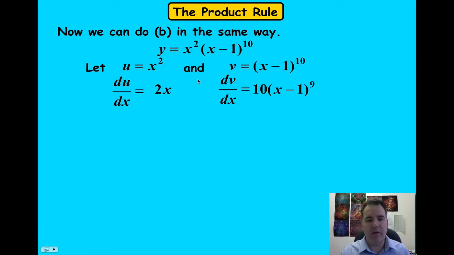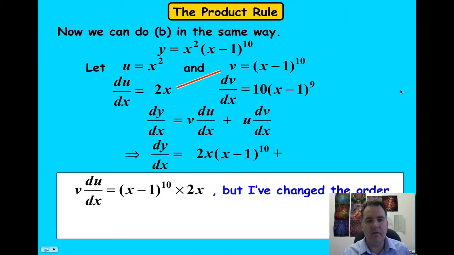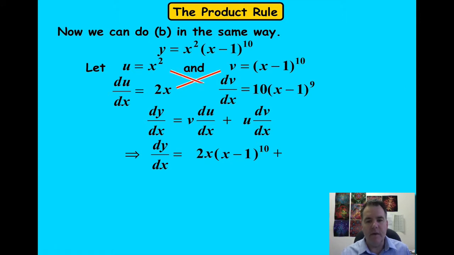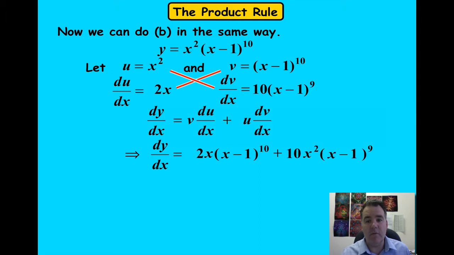Now we just do this cross thing. It's just that times that, plus that times that. And notice, because we're adding, it doesn't matter which order we do it in. Easy. So, that times that, plus, yeah, we've just changed the order. I like putting the 2x at the front, it's good. And then we go that times that. So 10x squared times (x minus 1) to the power of 9. There we go.